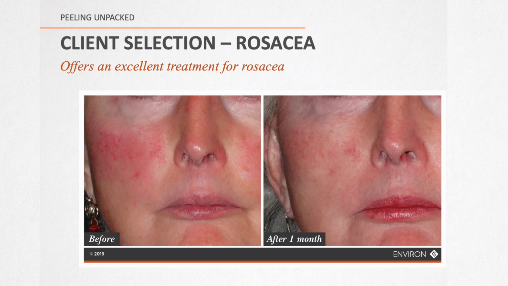Now a client who had rosacea. So, we get this question a lot, whether it be broken capillaries or rosacea. Is a cool peel safe for these skin types? The answer is yes.